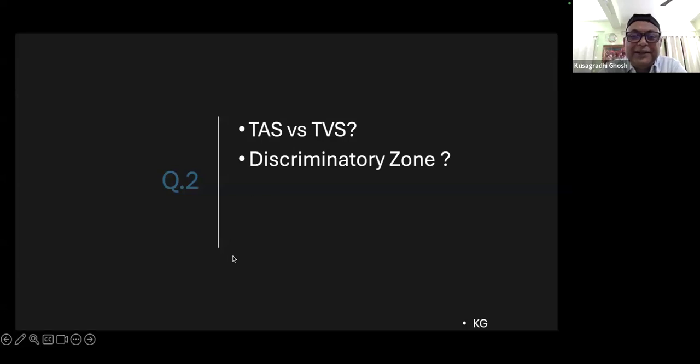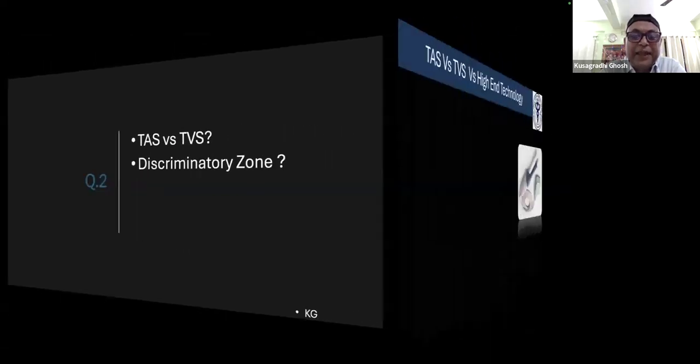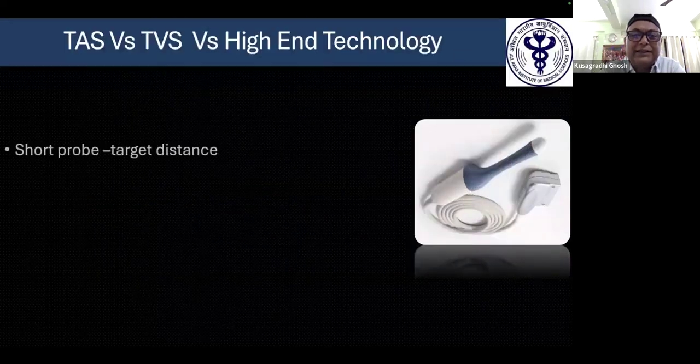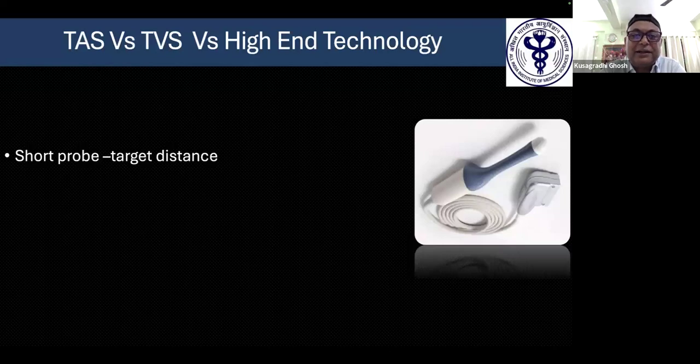Thank you, Aparna, for the question. Now, this TAS versus TVS: transabdominal sonography is widely available in our country, and it's easily done also. Most people are trained with transabdominal scan. But when we are talking about transvaginal, I'm not so sure what proportion of people are actually trained to do a proper transvaginal scan.